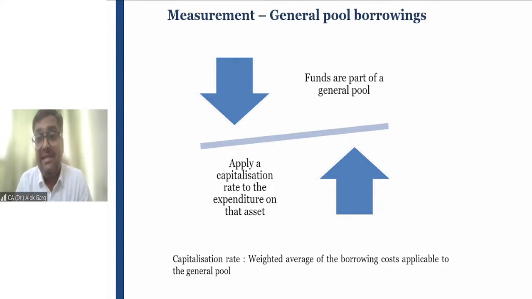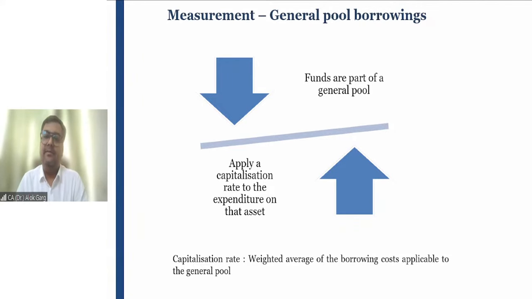Now the question arises, sir, if we are not aware of what source has been used to fund which project, how can I calculate the borrowing cost? Because I will not know the rate. I'm not aware whether it is 7.5%, 8%, 8.5%, or 9%. How can I capitalize the borrowing cost? How can I arrive at the number for the borrowing cost?